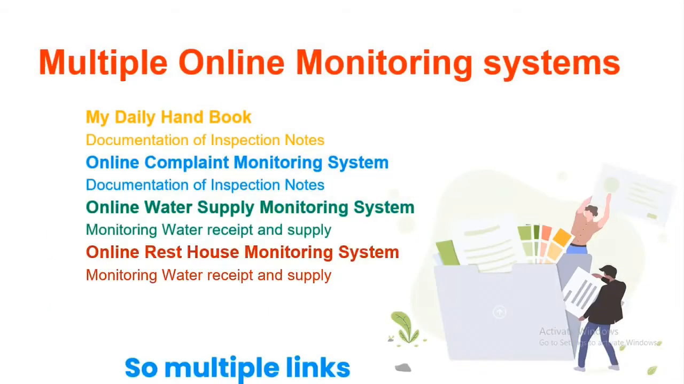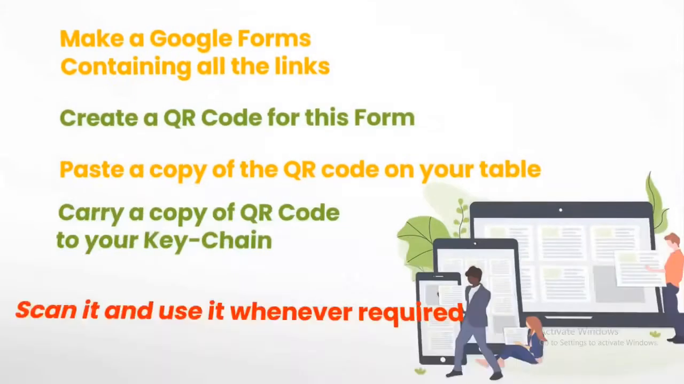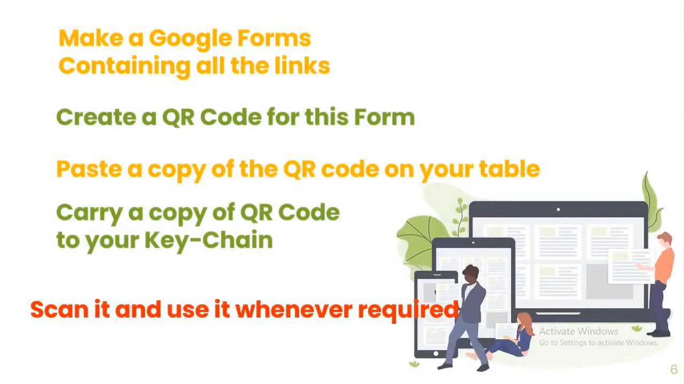Multiple online monitoring systems. As I stated earlier, we had created a daily handbook, an online complaint monitoring system, an online water supply monitoring system, an online rest house monitoring system, and so on. So we have multiple links. So what we suggest is to make a Google form containing all these links. We will create a Google form with only one link, and if we go to that link, it will show the links for all the other forms.